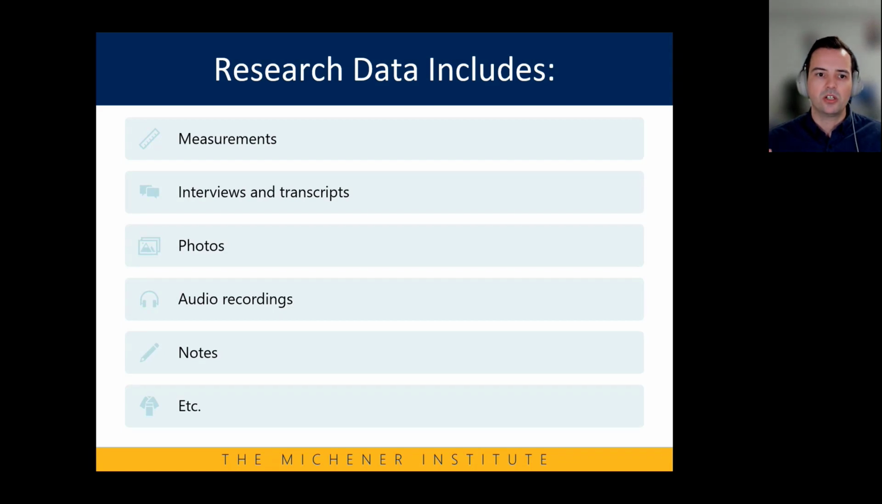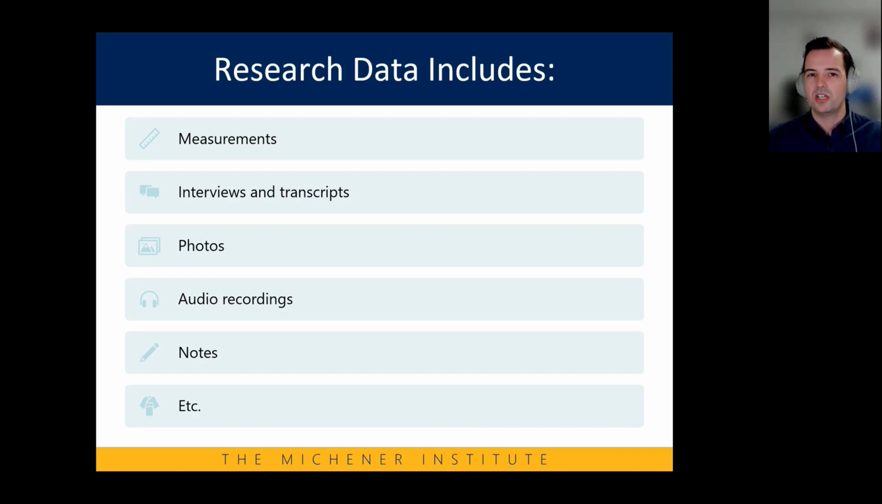So research data can include your measurements, your interviews and transcripts. That's a big one for social sciences and humanities. It can include photos. This may be photos of cells, or it may be photos of you out on ethnography, etc. Audio recordings, so for instance interviews or even recordings of meetings where you're deciding major aspects of your project. This can all be included in research data.